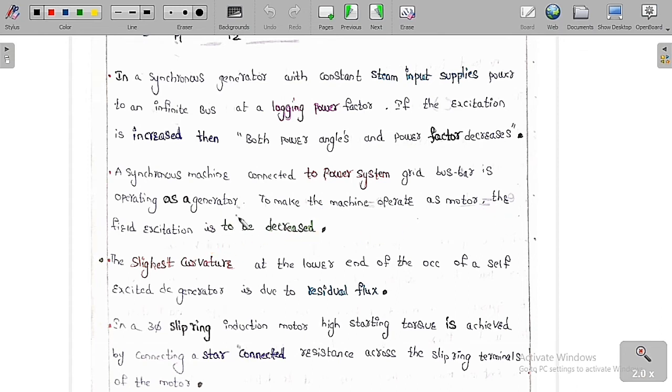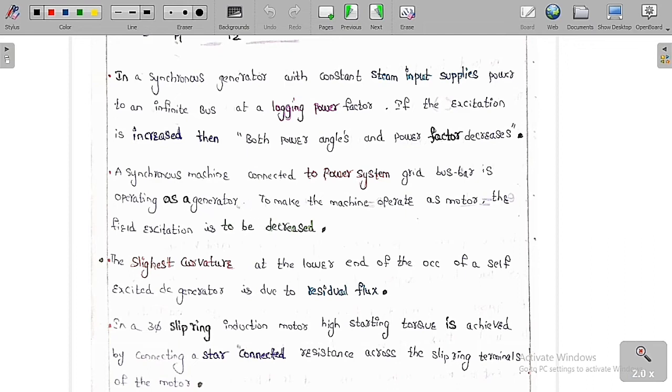As I already told you, in a synchronous generator, Ef is always greater than V, whereas in a synchronous motor, Ef is always less than V. So if you decrease the field excitation, then Ef will decrease, and V will dominate. So it is going to act like a motor. That is the thing that I am trying to tell you.